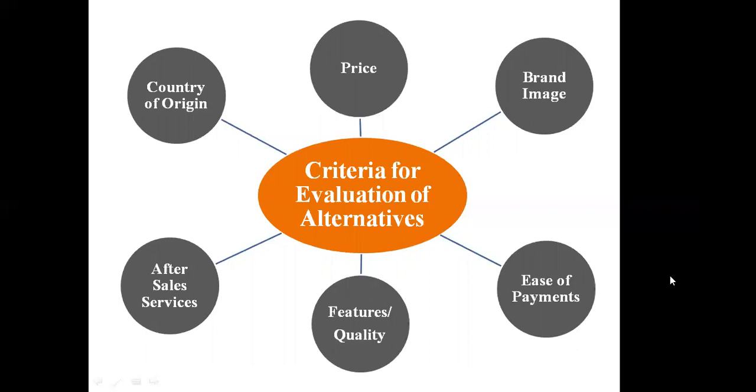Then comes the ease of payment, which covers the mode of payment, that is, use of cash, card, or loan availability for purchasing a product. The last factor is the after sale services. Most of the high value items are chosen based on after sale services like warranties, installations, annual maintenance. So these are the six basic factors that are used for evaluation of any alternatives, or for the evaluation of any products which the consumer wants to buy.